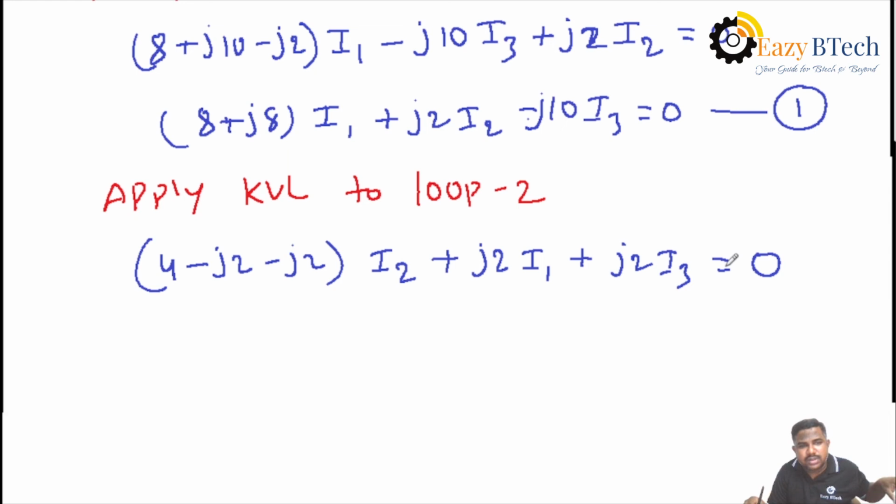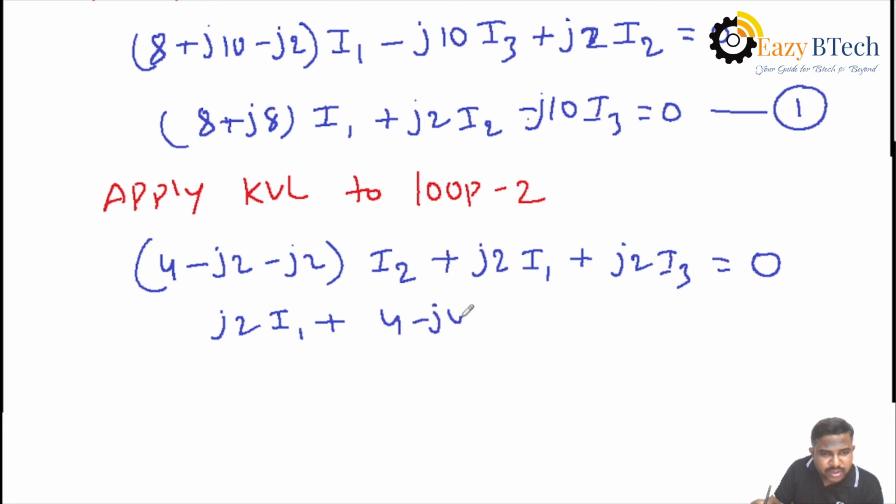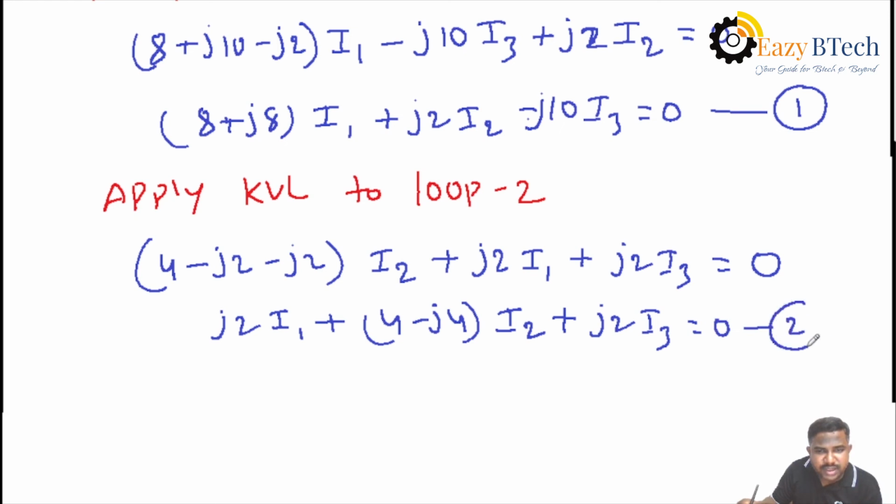Then simplify the equation here. Simply, J2 I1 plus (4 minus J4) I2 plus J2 I3 equal to 0. This is taken as equation 2.